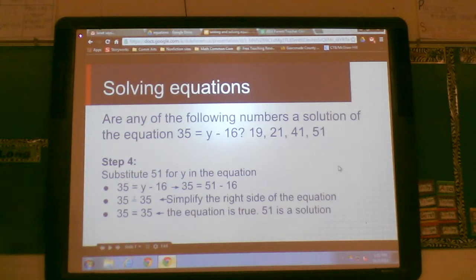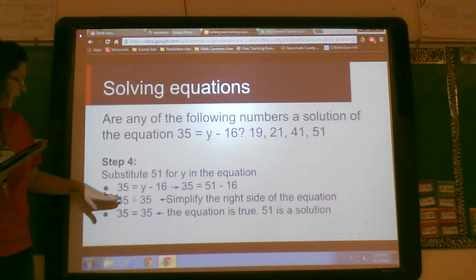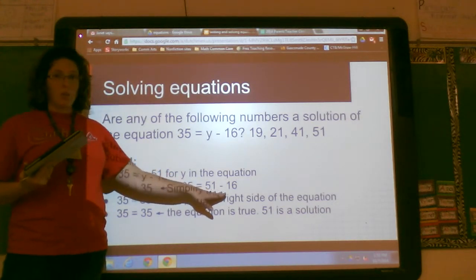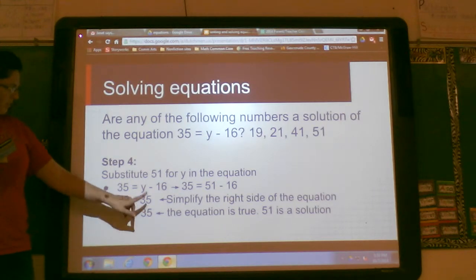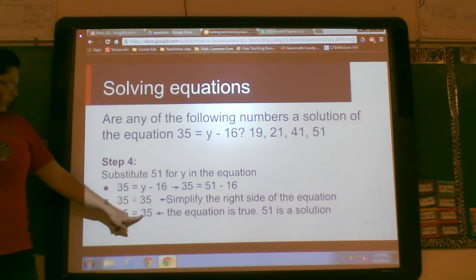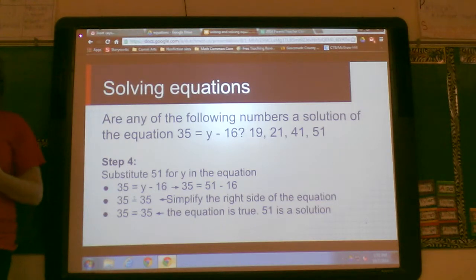And then our fourth step is we're substituting in 51, our fourth number. So here's our original equation. Here's where we're substituting in. So now we need to simplify 51 minus 16, which gives us 35. So we have to see, does 35 equal 35? Yes, it does equal 35. So the equation is true. 51 is a solution to the equation 35 equals y minus 16.